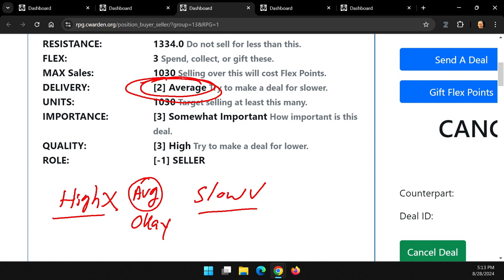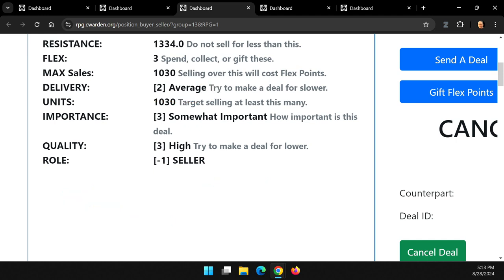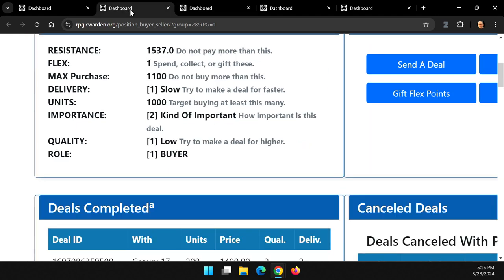Does that make sense? Think about it a little bit, and be careful when you play the RPG, because people often get this confused, especially the difference between the buyer and the seller.